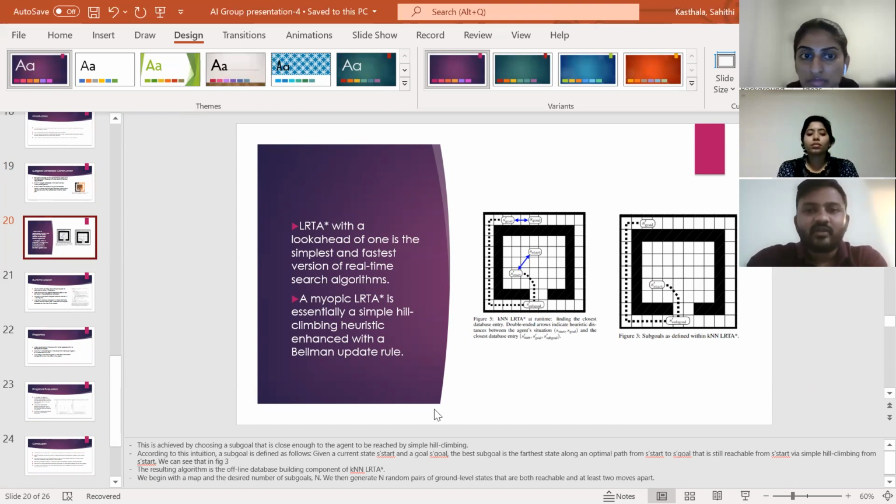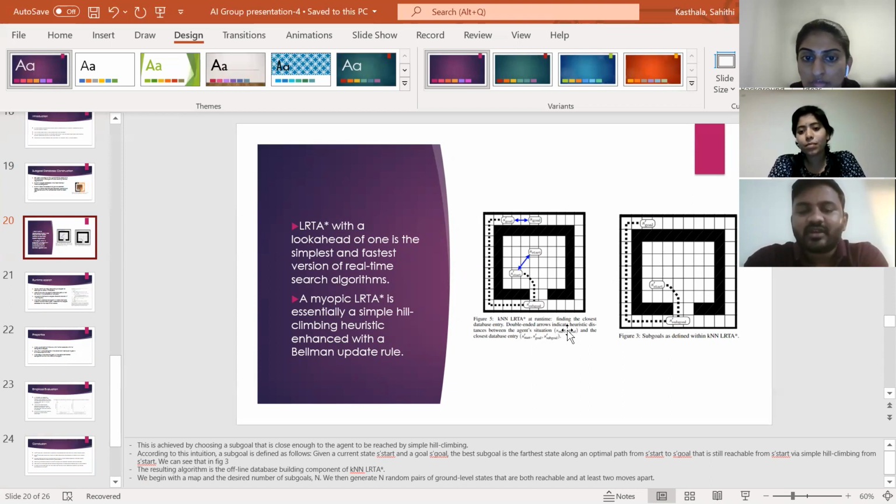In the next slide, we can see some examples where we can set the basic start state and goal state. This is achieved by choosing a subgoal that is close enough to the agent to be reached by simple hill climbing. According to the situation, a subgoal is defined as follows.